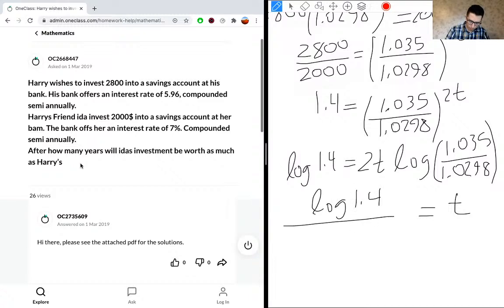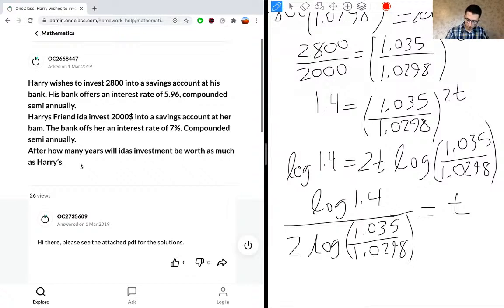We'll divide by 2 log of 1.035 over 1.0298. And then we'll end up with t equals, so this is just a matter of plugging into our calculator. So we have log 1.4 divided by 2 log of 1.035 divided by 1.0298. And then we'll get approximately 33.4 years.